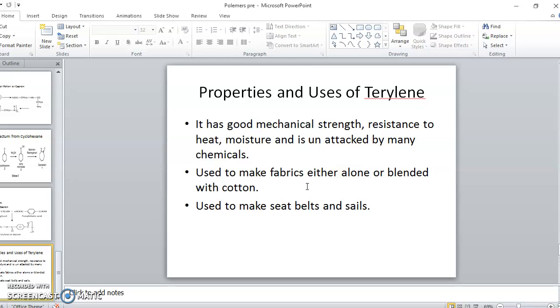Anyhow, polyesters are used to make fabrics either alone or blended with cotton. It's also used to make seat belts and sails. So these are the properties and uses of terylene. Okay, so that's all about synthetic fibers. Two synthetic fibers, polyamides and polyesters, and we discussed examples with their properties. We'll continue the discussion with plastics, synthetic plastics.